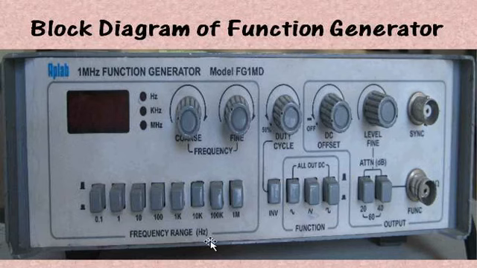What about the range of these signals? The signal range starts from 0.1 Hz to 1 MHz, as mentioned here on the front panel of the function generator. 1 MHz means this function generator generates different functions like sine wave, triangular wave, square wave in the frequency range up to 1 MHz. Minimum range is 0.1 Hz, maximum about 1 MHz.